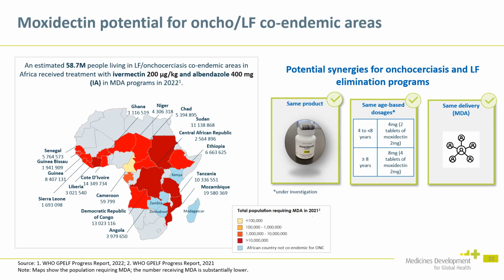Given the co-endemicity of onchocerciasis and LF in many countries in Africa, the data so far suggests there'll be an opportunity to use Moxidectin for the treatment of LF as well as onchocerciasis in co-endemic settings, providing potential synergies for programs and with the potential to address challenges in the elimination of both diseases.